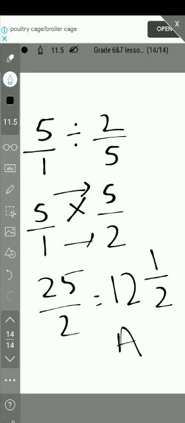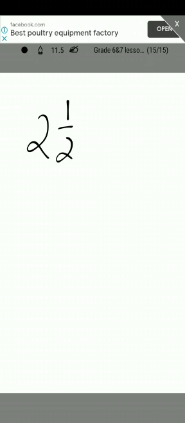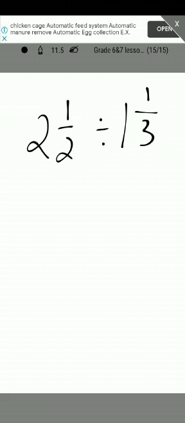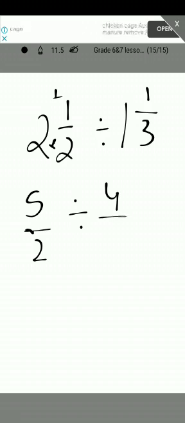Alright, now in the next question we're going to learn how we can divide mixed numbers. For example, you have 2 whole 1 upon 2 divided by 1 whole 1 upon 3. You all know that we can convert a mixed number to an improper fraction by multiplying 2 times 2 and adding this 1 to it. 2 times 2 is 4 plus 1 is 5, so this will become 5 upon 2, divided by 3 times 1 is 3 plus 1, 4 upon 3.